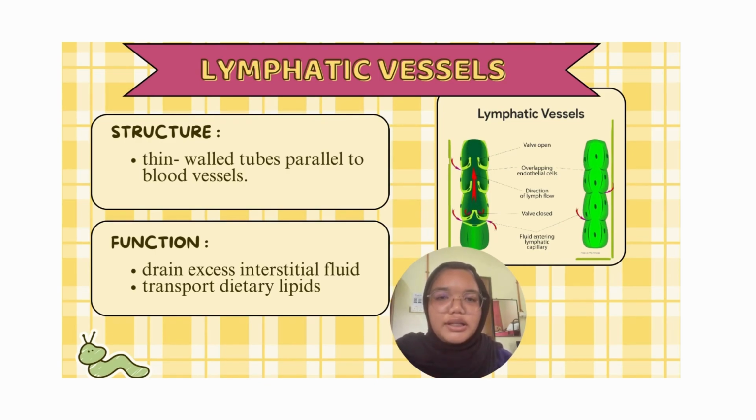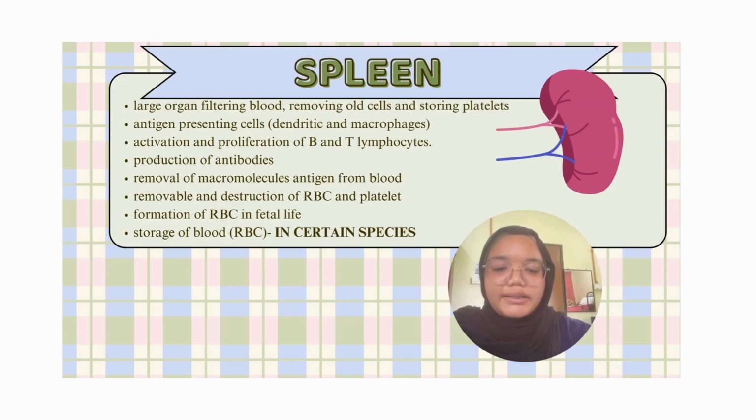The second one is the lymphatic vessels transporting lipids and lipid-soluble vitamins, which are vitamin A, vitamin D, vitamin E, and vitamin K, absorbed by the gastrointestinal tract. The spleen is a large organ filtering blood, removing old cells and storing platelets.